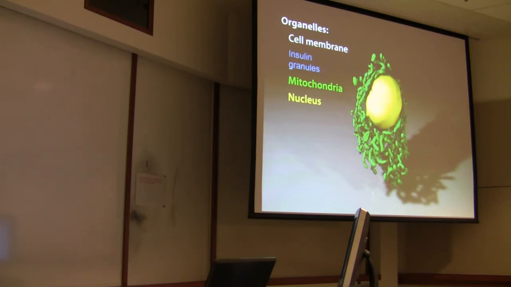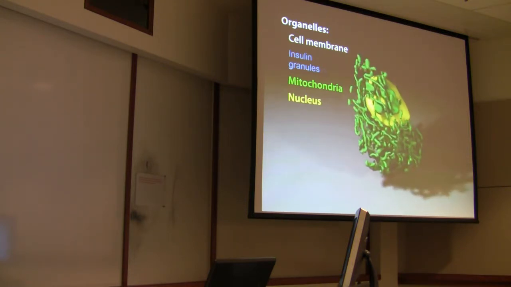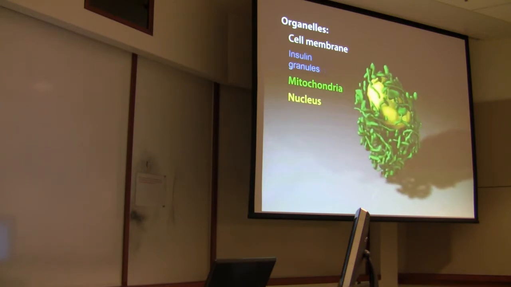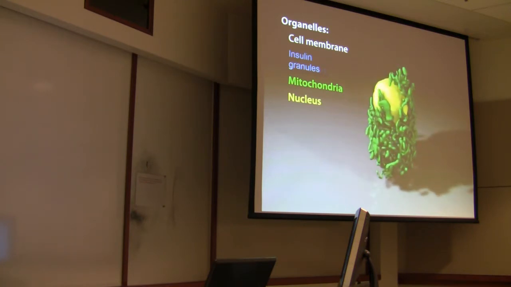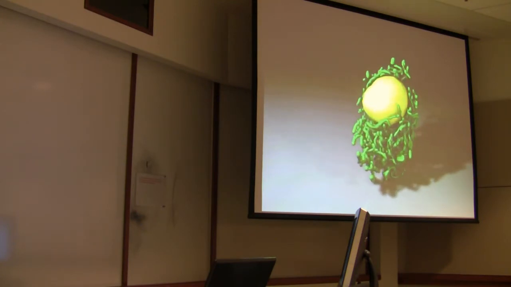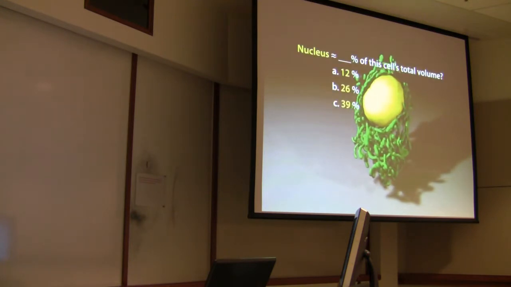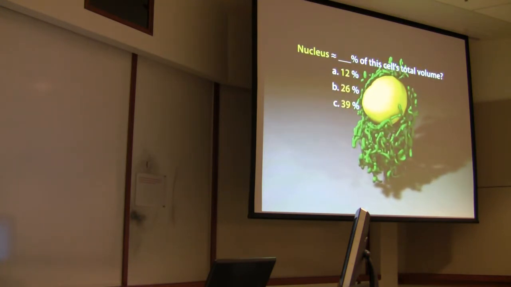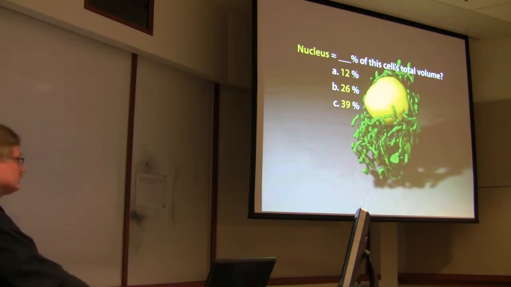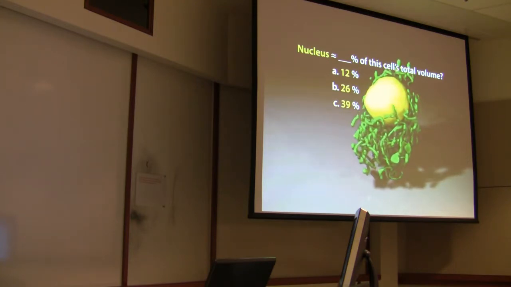Scientists and general audiences alike can learn a great deal about biology by comparing internal structural differences between cells harvested from different environments, that is, from different parts of your body or from different life cycle stages. But even comparisons that seem obvious in a single model can deceive, let alone across multiple models. For example, approximately how much of the cell's total volume do you think that this yellow nucleus occupies? About 12%, 26%, or about 39%?